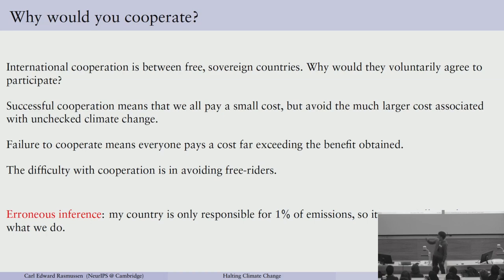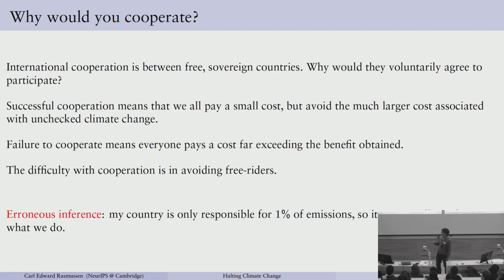Now, if you have successful cooperation, then everybody pays a small cost. We'll have to do things slightly differently from the way we're doing things at the moment, but we'll avoid a much larger cost that would come if we leave climate change unchecked. And failure to cooperate, of course, means that everybody will take this very large cost, which can far exceed the benefit of getting a small benefit from using a fossil fuel for whatever purpose you want.